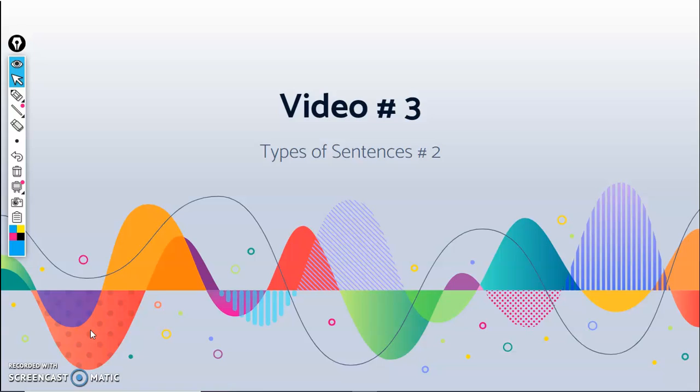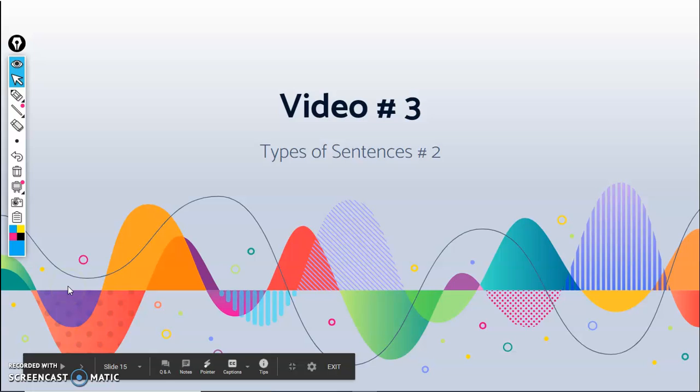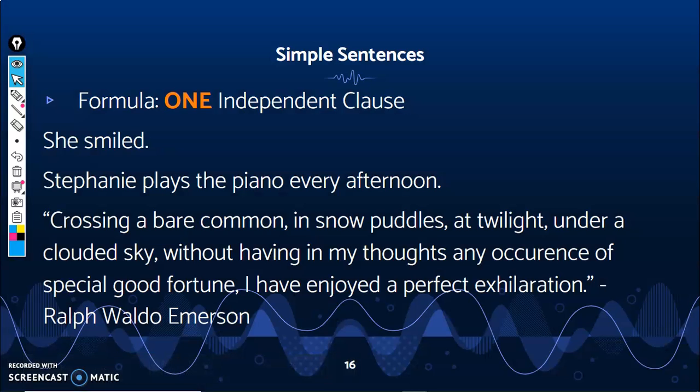Remembering independent and dependent clauses from yesterday's video, with the idea that they both have a subject and a verb, but one can stand on its own, the other one requires more information. That review will help you to understand the next 4 different types of sentences. So the first one we have is a simple sentence.